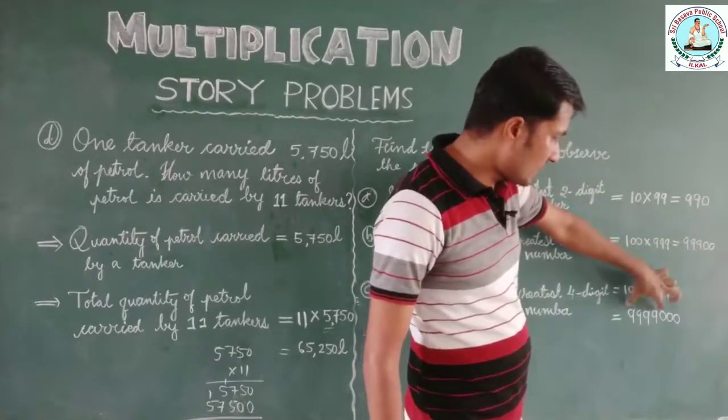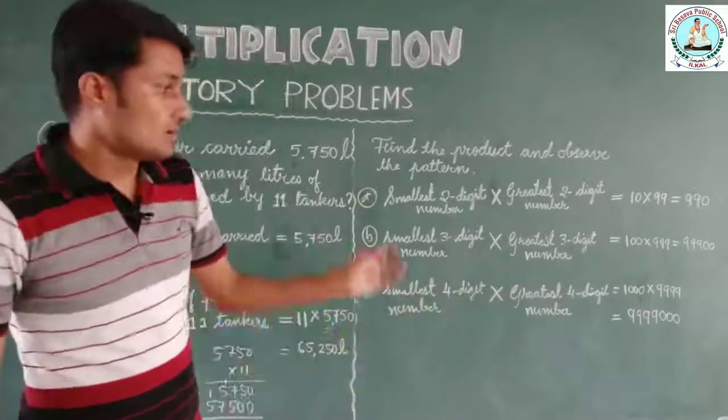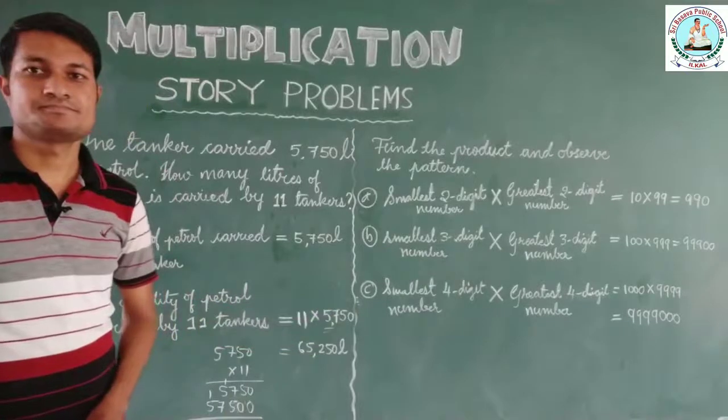If there are 4 nines, there will be 3 zeros. So this is how we can observe the pattern which is seen in the product of those numbers.